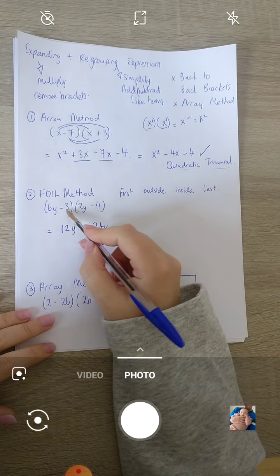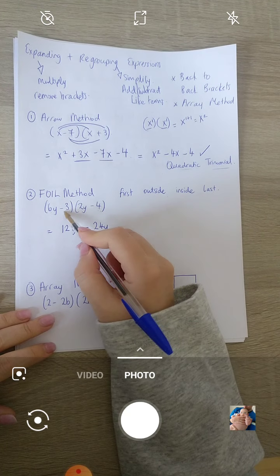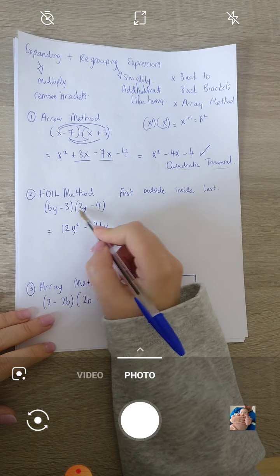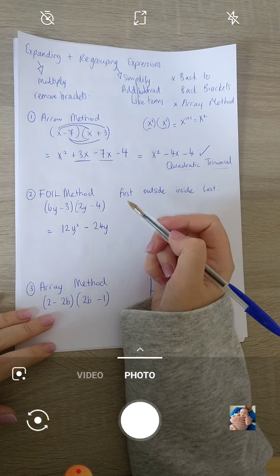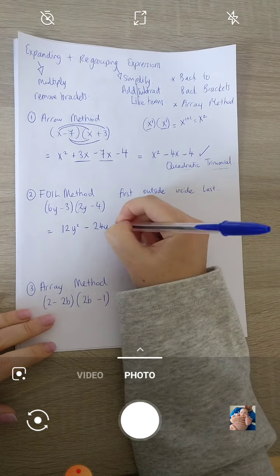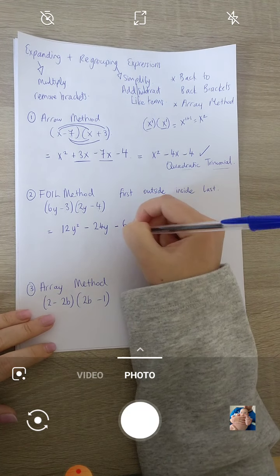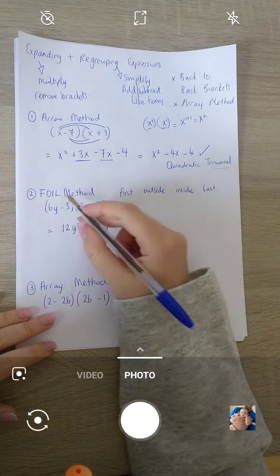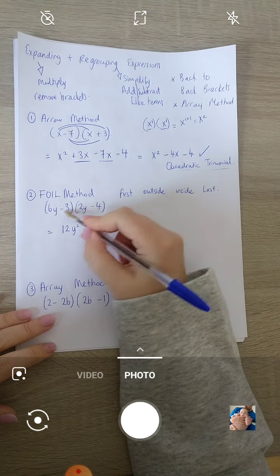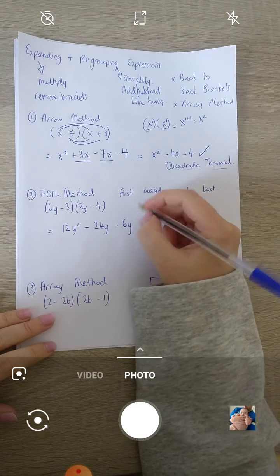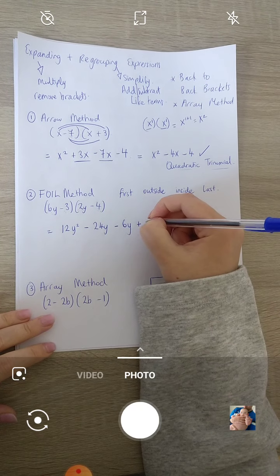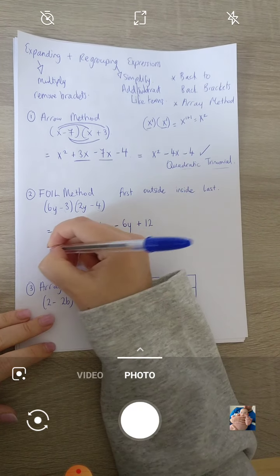I is inside, so the inside term by the inside term. -3 multiplied by plus 2y, minus by a plus again is minus, and 3 by 2y is 6y. And then last by last is -3 by -4, minus by minus gives us plus, and 3 by 4 gives us 12.